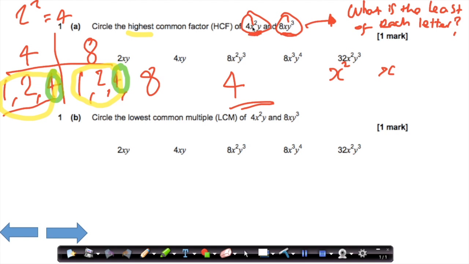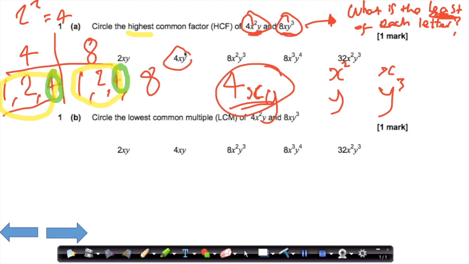So we have x squared and x. So we have two lots of x multiplied together and one lot of x. So we have at least 1x. For our y's, we have a y and a y cubed. So this is made up of just y by itself, and this is made up of y times y times y, so 3 lots of y. So they have at least 1 y. 4xy must therefore be the answer.